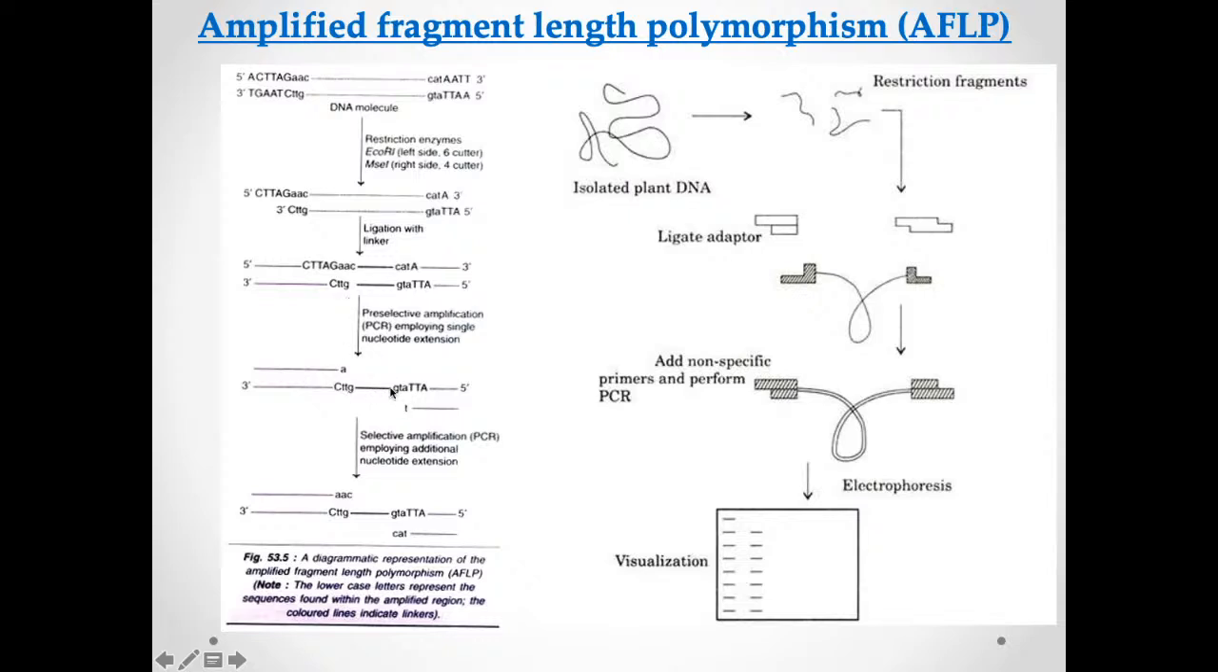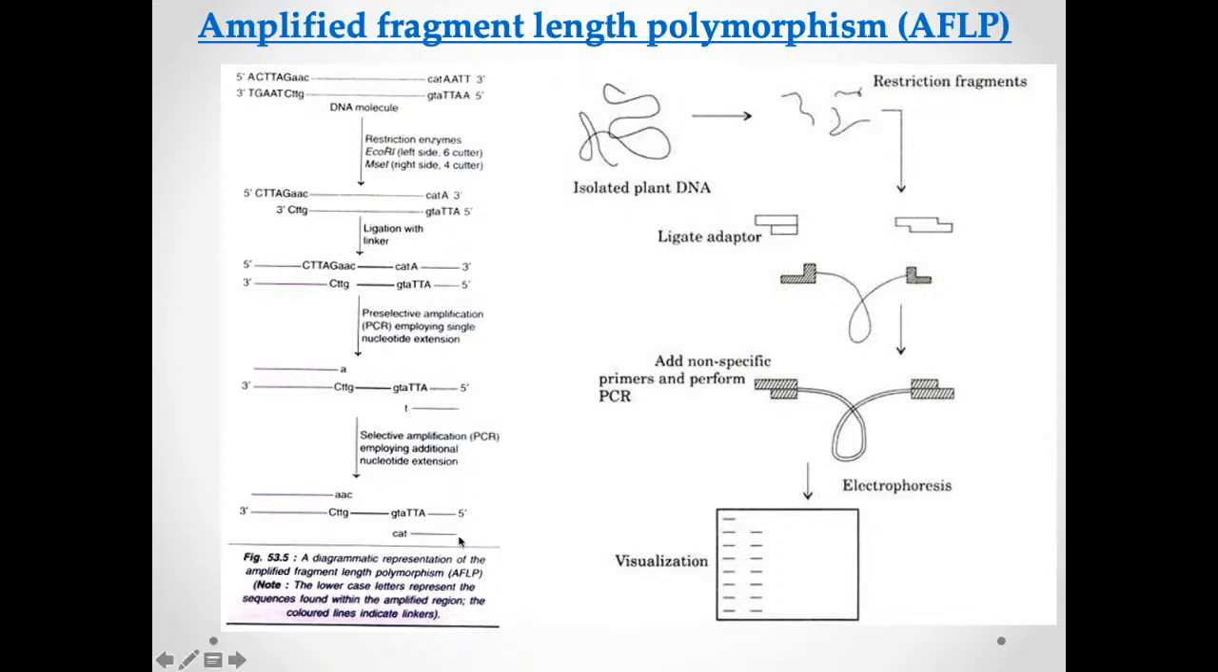And so CTTG will produce GTTA, and it would cut the other part from the top and it will start growing from the bottom. So T, it will have the corresponding A, then C, then here is C, A, T, and so on. So this is a diagrammatic representation showing the AFLP. The lowercase letters that we are seeing here represent the sequence found within the amplified region, and the colored lines indicate the linkers here.